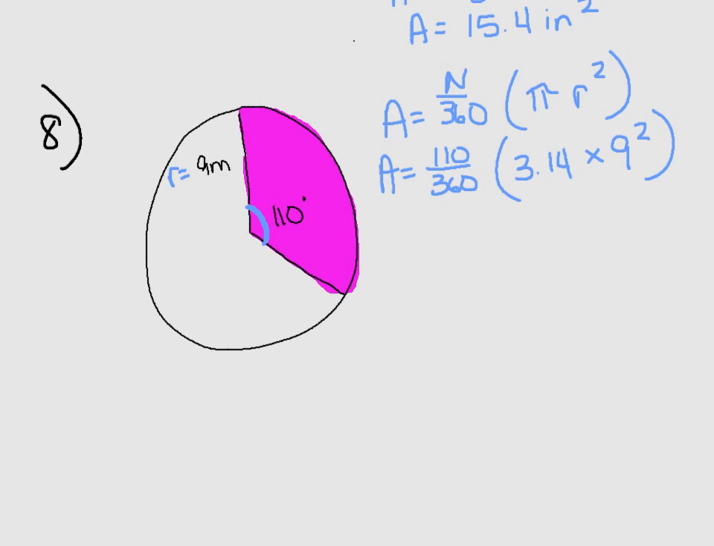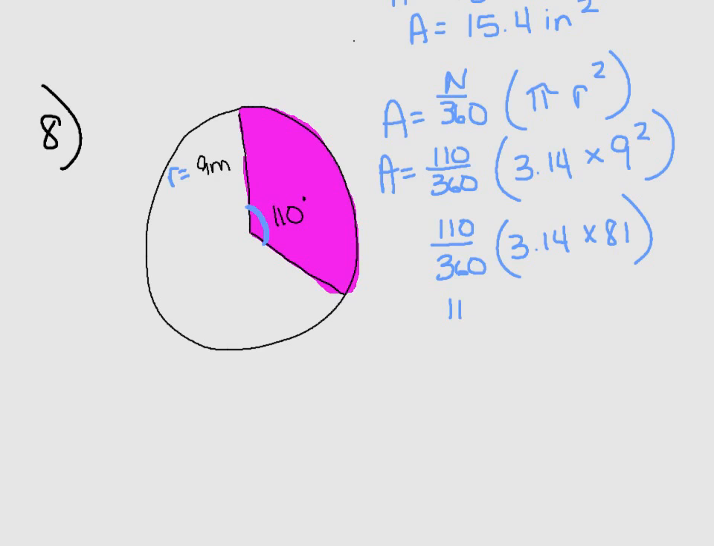110 divided by 360, of course, is a decimal. We'll round it to 0.31, to the hundredths. Actually, I think I'm going to have you do this instead. Instead of rounding there, we're going to leave it as 110 over 360 times 3.14 times 81. Let's finish what's inside the parentheses: 3.14 times 81.